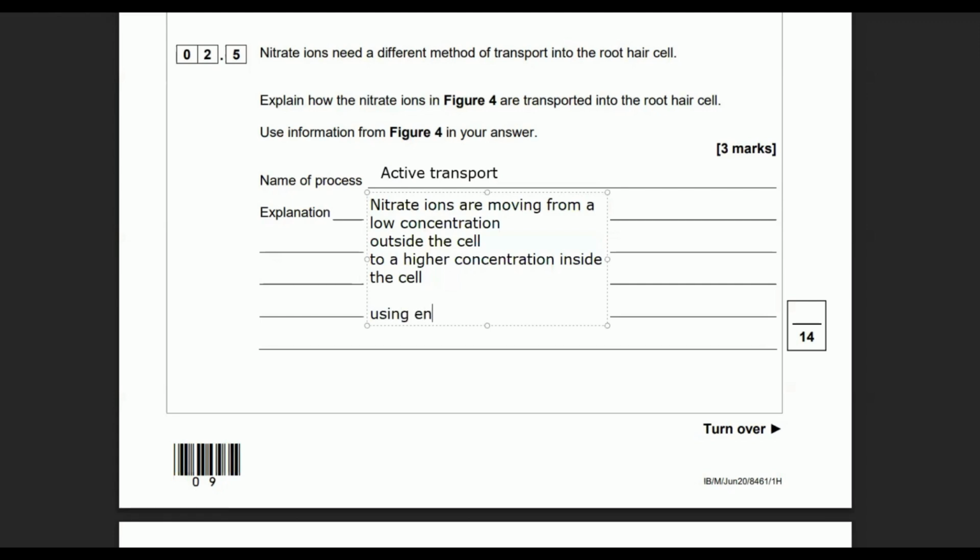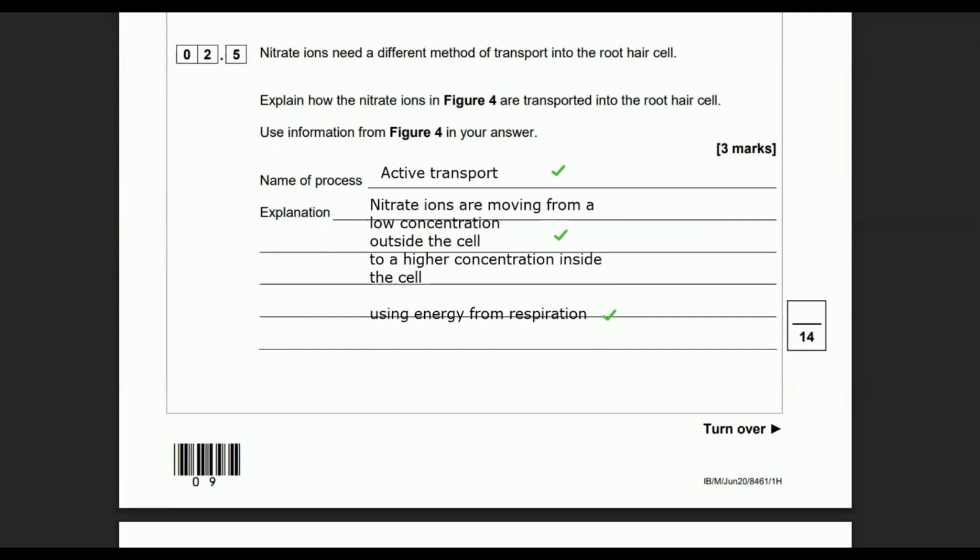So we're going to say using energy from, well, it doesn't have to necessarily be aerobic, but we're just going to put respiration. It could be aerobic respiration, normally is aerobic respiration. So active transport, nitrate ions move from low to high, using energy from respiration. And that is 3 marks.